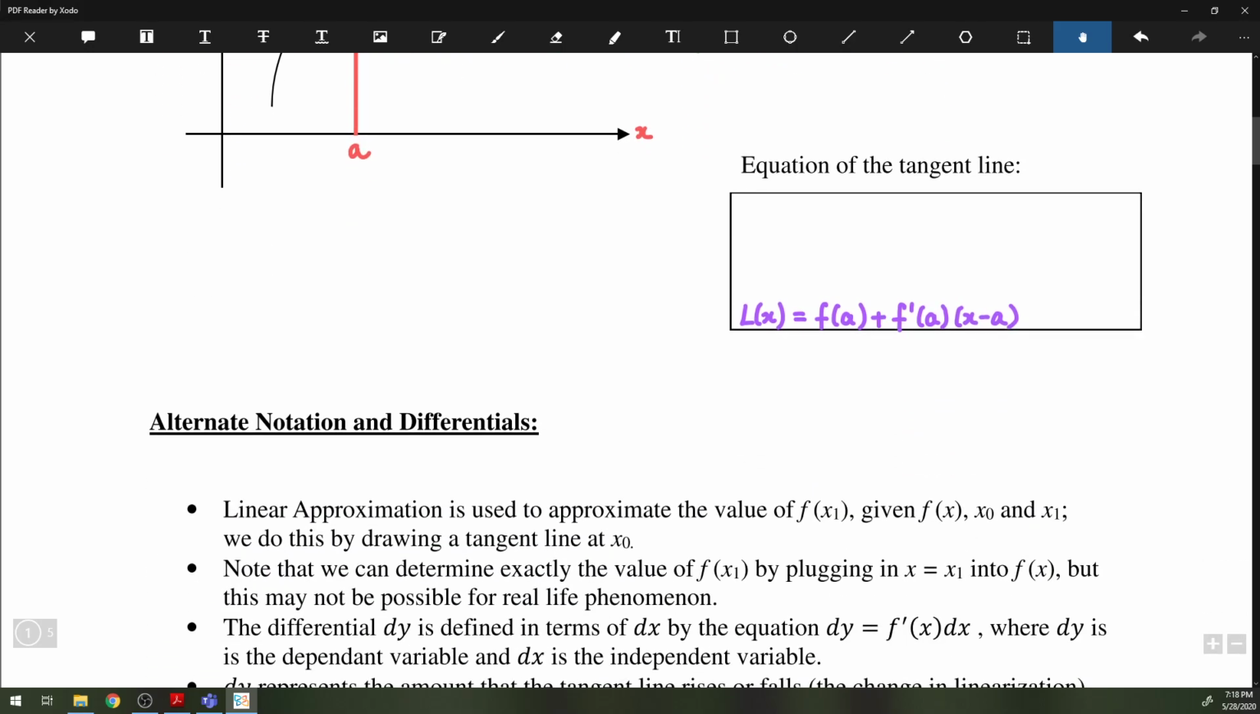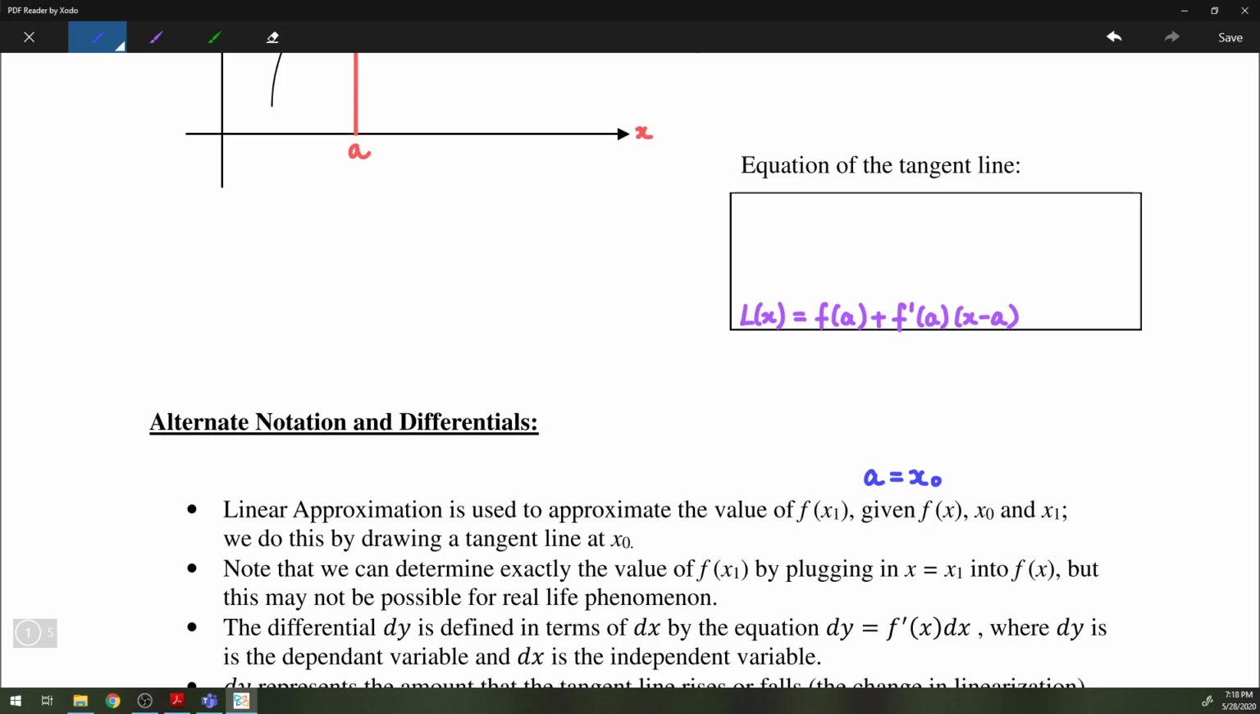Instead of the value a, we tend to use x naught instead. So a will be equal to x naught for the purpose of linear approximation. We use linear approximation to find the approximate value of f of x1, and x naught will be given to us, or we can find it pretty easily. Usually it is associated with a value of the function that's already known. Of course, if we simply substitute x1 into the function, we could find the value, but oftentimes we don't know what the exact function is in real life, so we cannot necessarily do that.